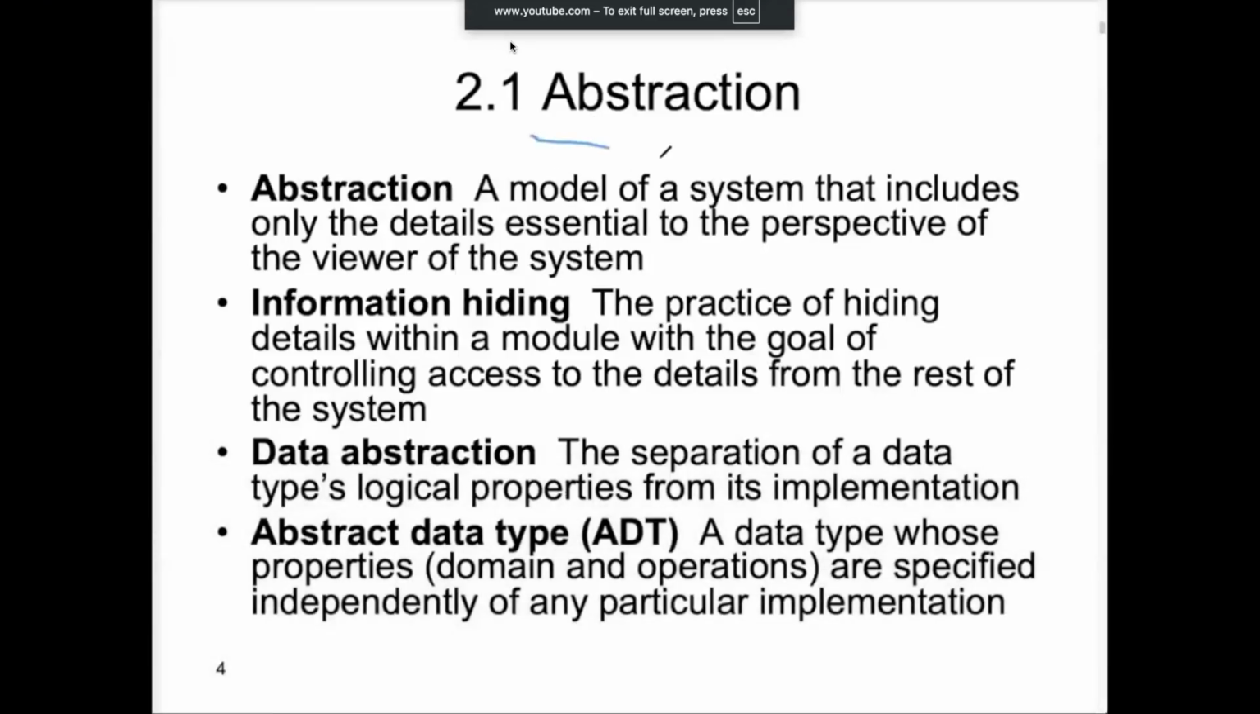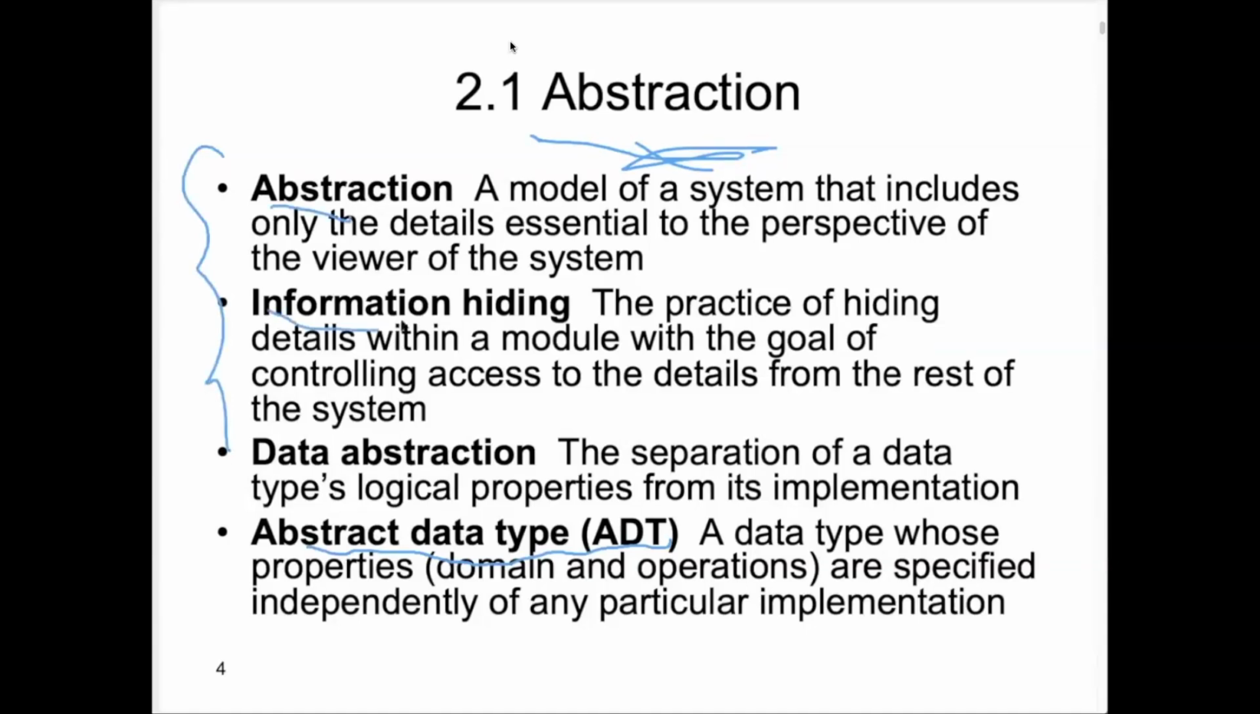Let's talk about abstractions here. Now, when we're talking about abstractions in the context of data structures, we're talking about abstract data types. But before we get to it, know that the top two, abstractions and information hiding, in this case, is also what we call encapsulation. Both of these concepts, abstraction and encapsulation, are basically the principles of object-oriented programming.